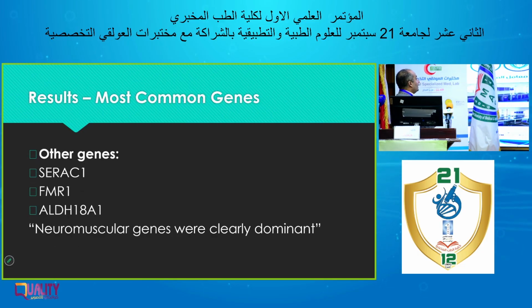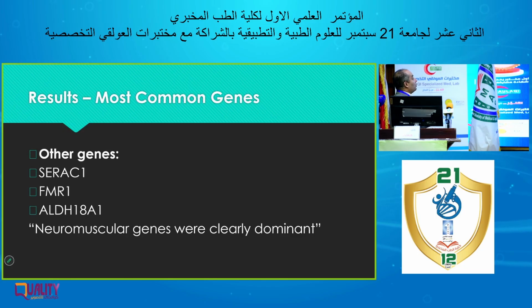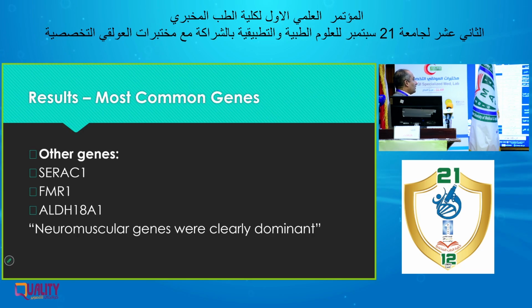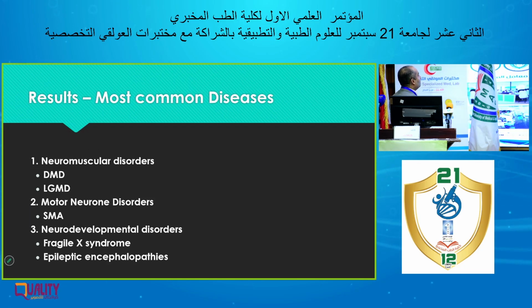Other genes are the CRAC1 gene, which encodes a serine active site containing protein. This is very important in mitochondrial function. Also the FMR1 gene and the ALDH18A1 gene. So from these detected genes, the neuromuscular genes were clearly dominant.